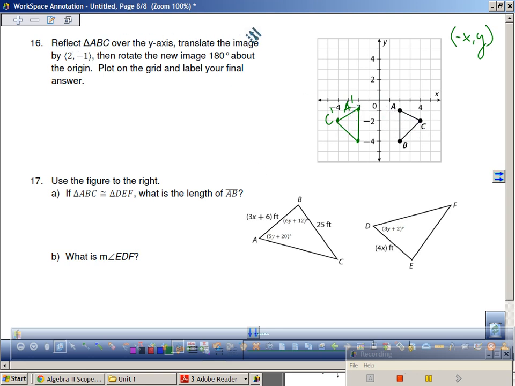So that's going over the y. Now what does it want me to do? Not yet. Rotating by 2, and then what do we call this?